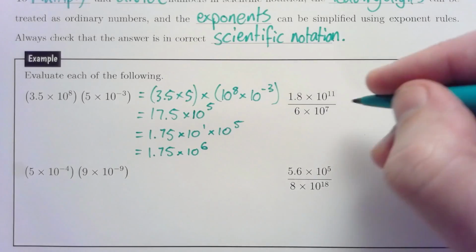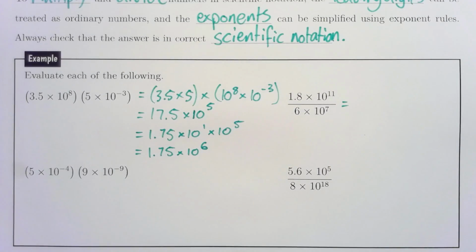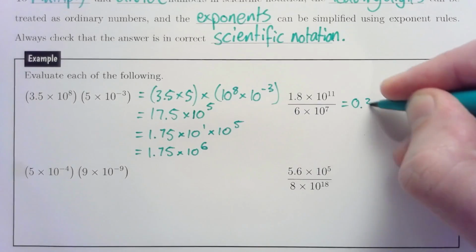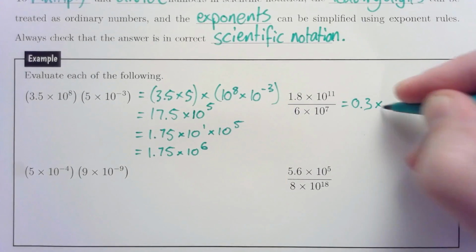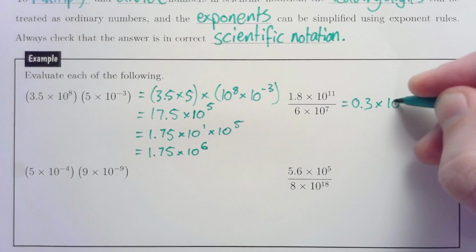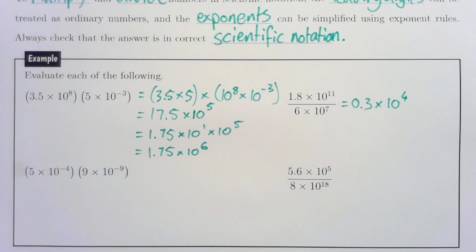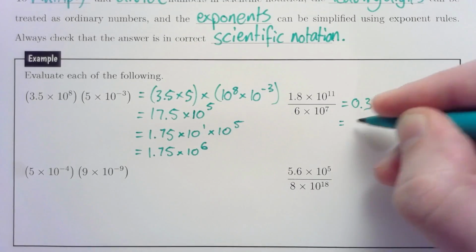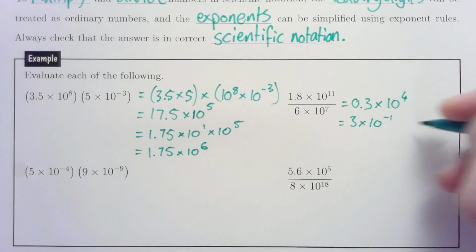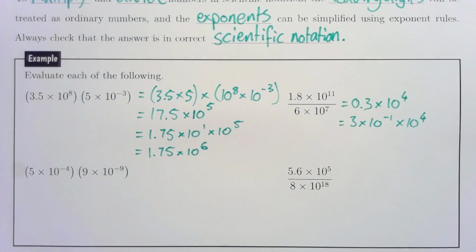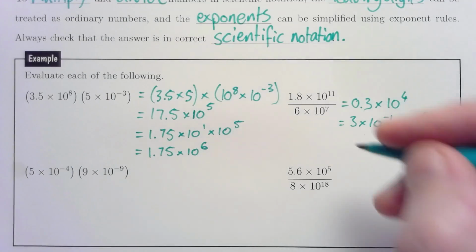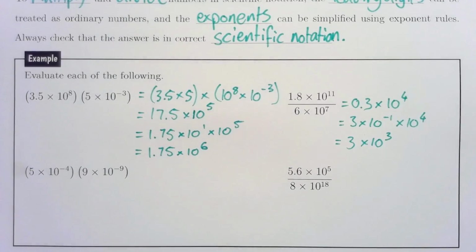1.8 times 10 to the power of 11 divided by 6 times 10 to the power of 7. Now 1.8 divided by 6 is 0.3, and 10 to the power of 11 divided by 10 to the power of 7 is 10 to the power of 4. Again, this is not in correct scientific notation, but by rewriting 0.3 as 3 times 10 to the power of negative 1, we get our final answer of 3 times 10 to the power of 3.